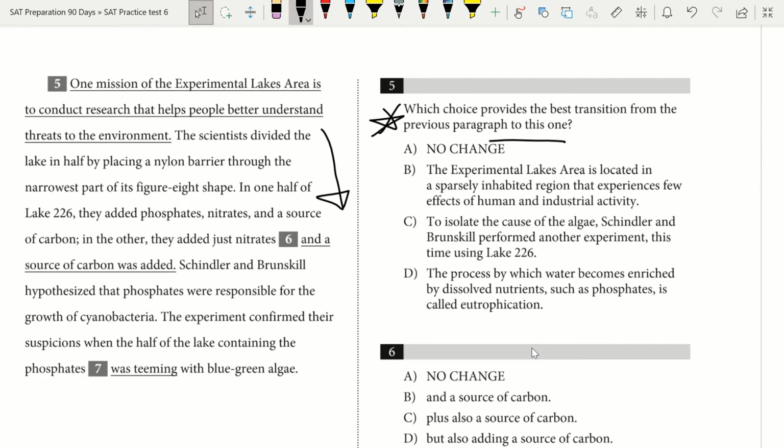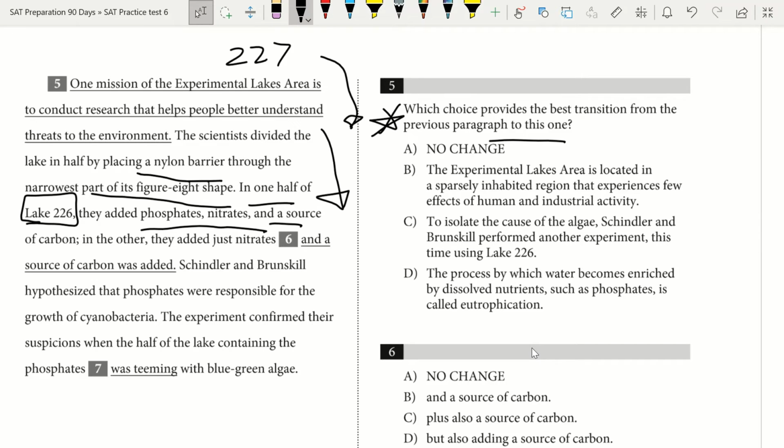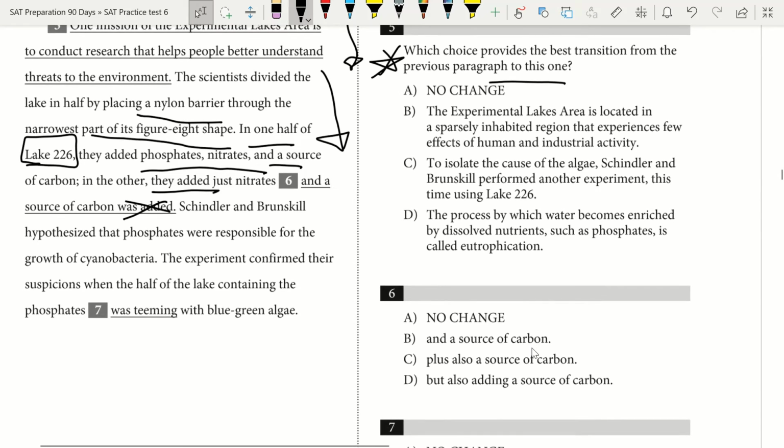So, "the scientists divided the lake in half by placing a nylon barrier through the narrowest part of its figure-8 shape. In one half of Lake 226," okay, I know I haven't talked about Lake 226 yet. I talked about 227 up top, so I want to make that transition. That's going to be part of what I want my transition to be. "They added phosphates, nitrates, and a source of carbon. And the other, they added just nitrates, and a source of carbon was added." I already said it was added, so I want to get rid of anything that says added, or plus a source of carbon, or also adding a source of carbon. So A, C, and D are wrong, and B will be my correct answer for 6.